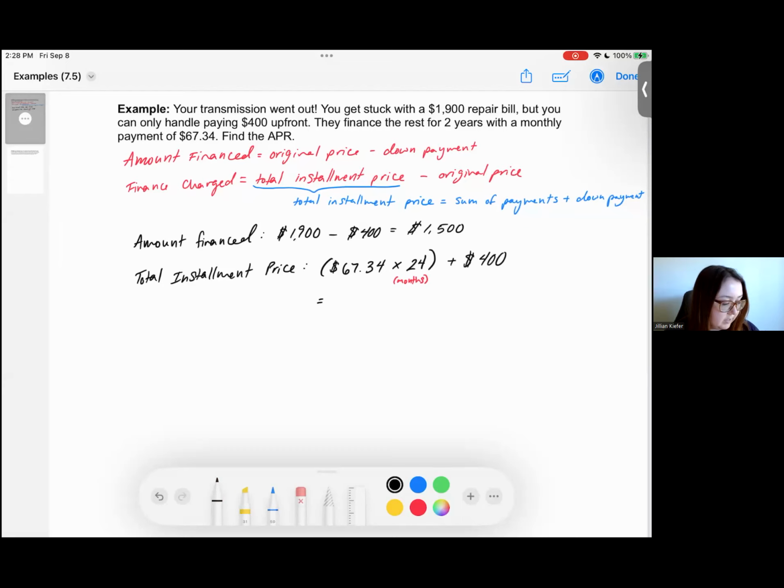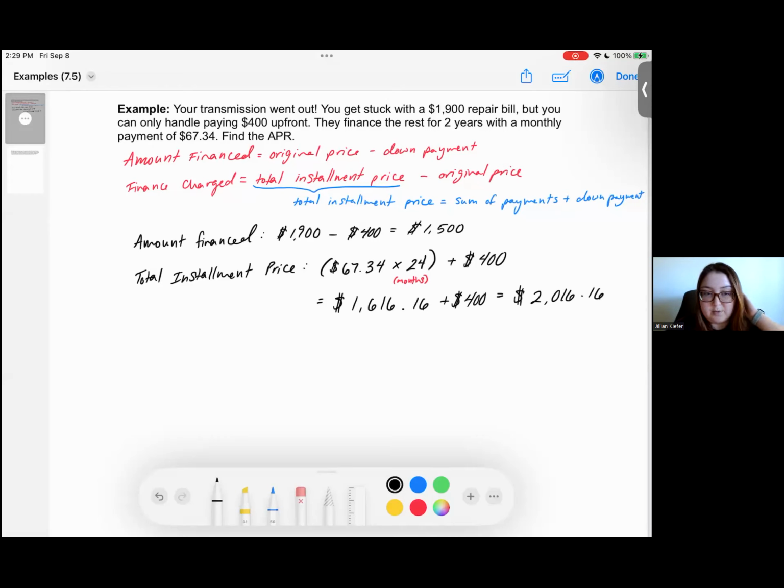So we can go ahead and calculate these values. We can figure this out. $67.34 times 24 is going to end up equaling $1,616.16, which we're then adding to 400. When we add 400, we end up getting $2,016.16. So that's our total installment price.